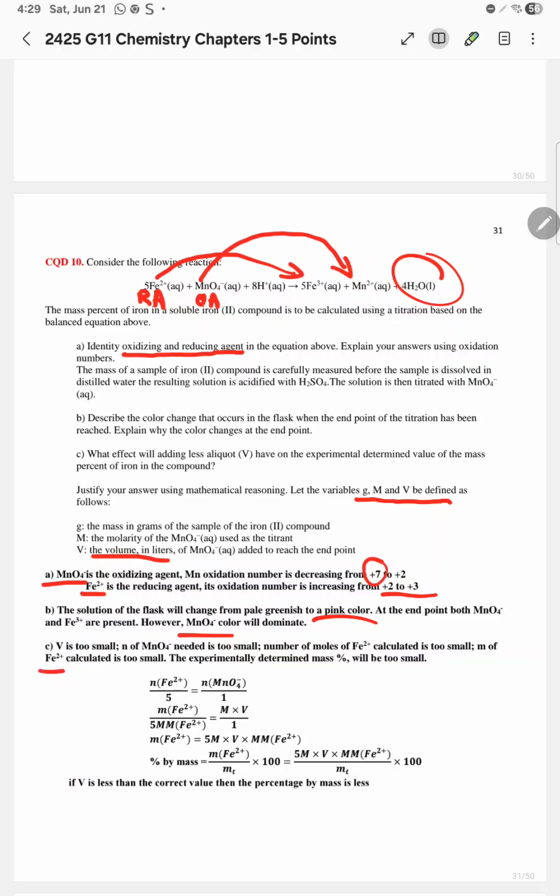So moles or mass of Fe2+ is also too small. What they're trying to say is that when you decrease the volume of MnO4-, you cannot produce enough Fe3+. You won't have enough Fe2+, and if you decrease the volume, we won't have enough to make all these products. I think that's what they were trying to reach.